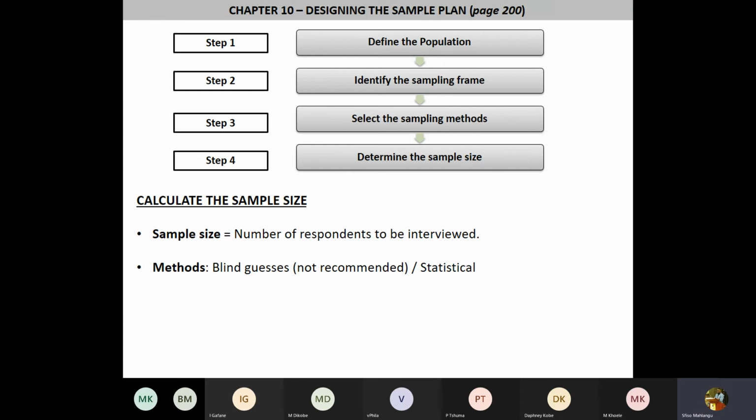There are two methods of determining a sample size. You want to write with a pen or a pencil there. Where it says blind guessing, just write there, not recommended. With a pen or a pencil, we don't recommend you to use a blind guess. For example, to just think, I want to interview 100 people is a blind guess. I will interview 1,000 people. You must always use a statistical method.